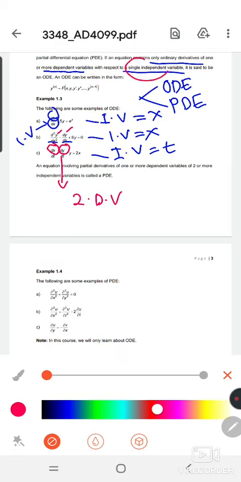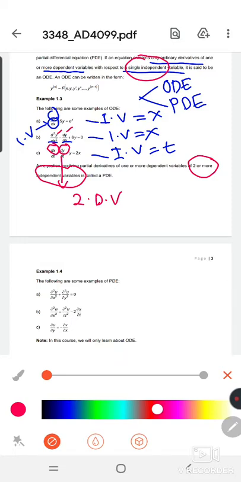Yang penting adalah single independent variable. So this one is single, t. So independent variable is t. So an equation involving partial derivatives of one or more dependent variables of two or more independent variables is called a PDE. Okay, dia beza dengan ODE. Kalau yang ni just single independent, tapi kat sini two or more independent variables. So dia lebih daripada satu independent. So bila saya sebut independent, awak terus ingat function yang bahagian bawah.